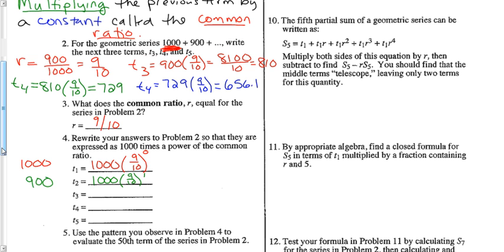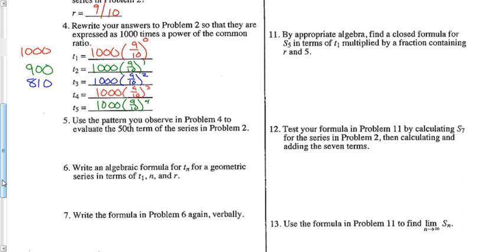Next term that we found was 810, and that's going to be 1,000 times 9 over 10 raised to the second power. I think you can see the pattern at this point. Then we have 1,000 times 9 over 10 raised to the third power, and the last one is 1,000 times 9 over 10 raised to the fourth power. Why are we doing this? Let's see. Okay, number 5, use that pattern to evaluate the 50th term.